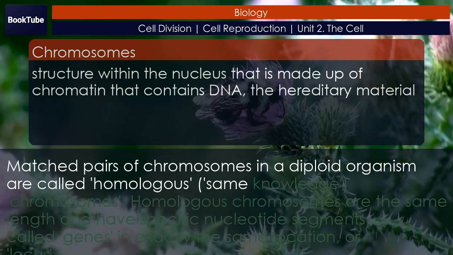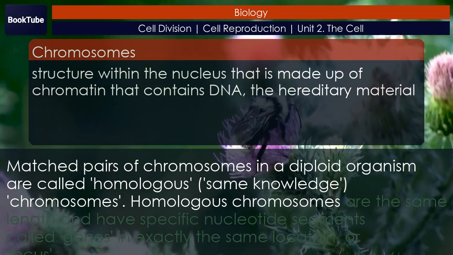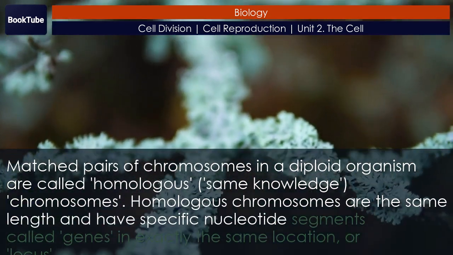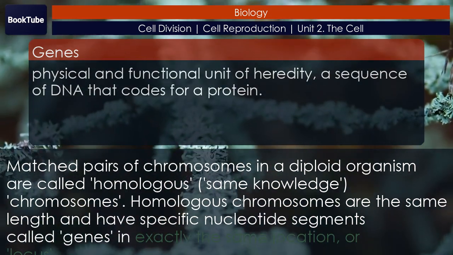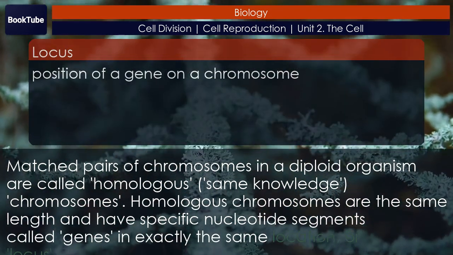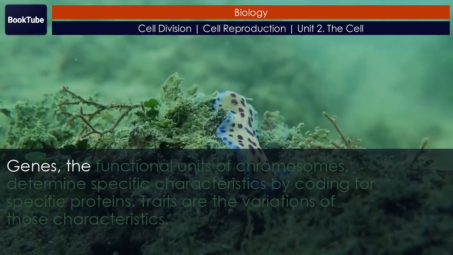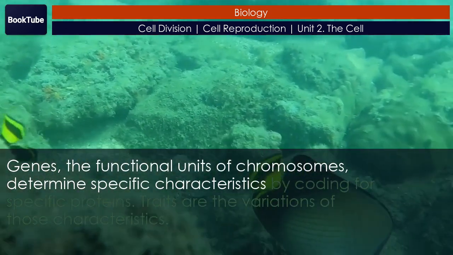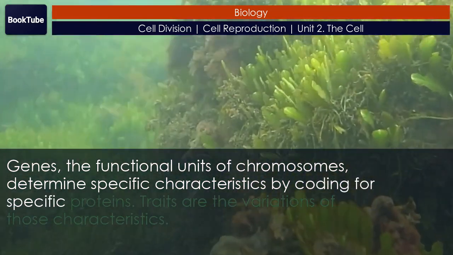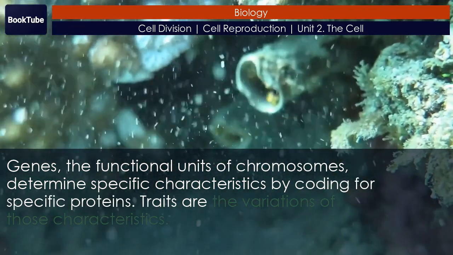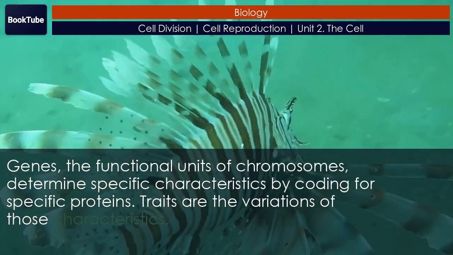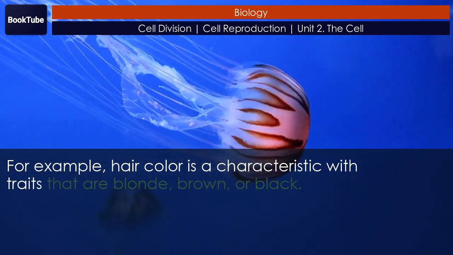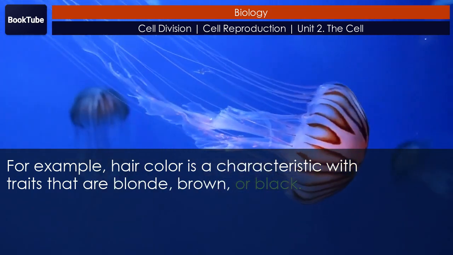Homologous chromosomes are the same length and have specific nucleotide segments called genes in exactly the same location, or locus. Genes, the functional units of chromosomes, determine specific characteristics by coding for specific proteins. Traits are the variations of those characteristics. For example, hair color is a characteristic with traits that are blonde, brown, or black.